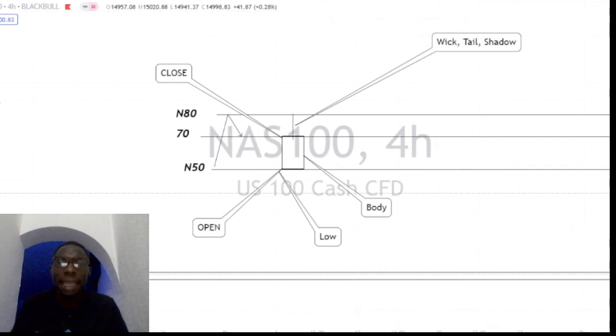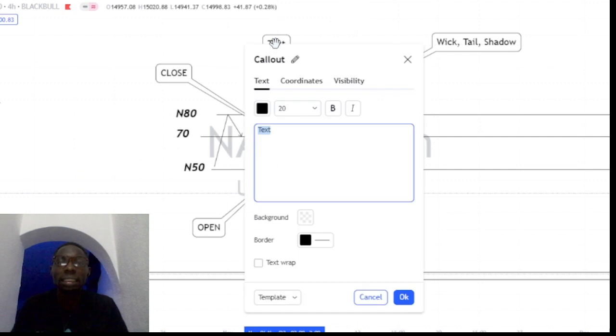Then where is the high now? The highest point is 8 naira. Remember that. The highest point is 8 naira, and this is the high. This is the high of the price.